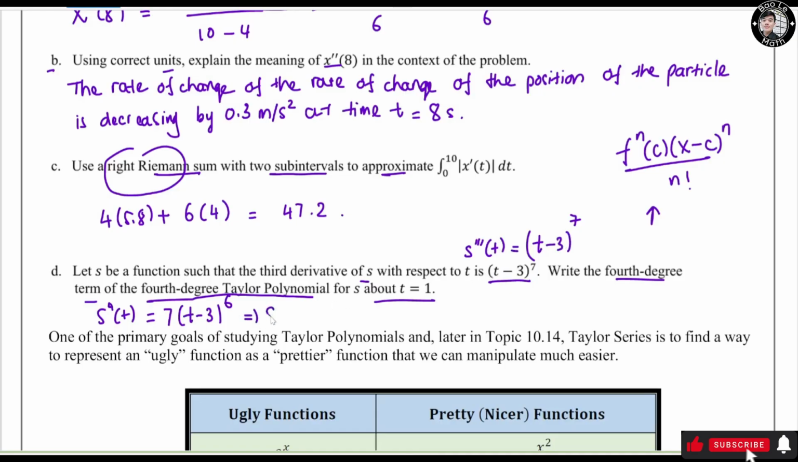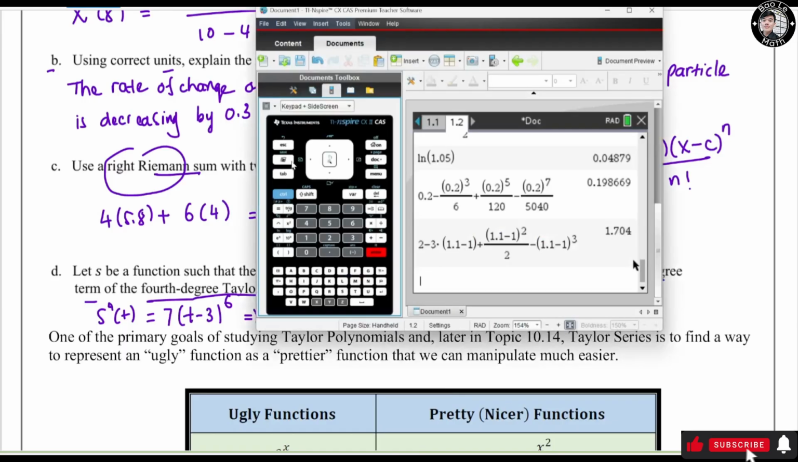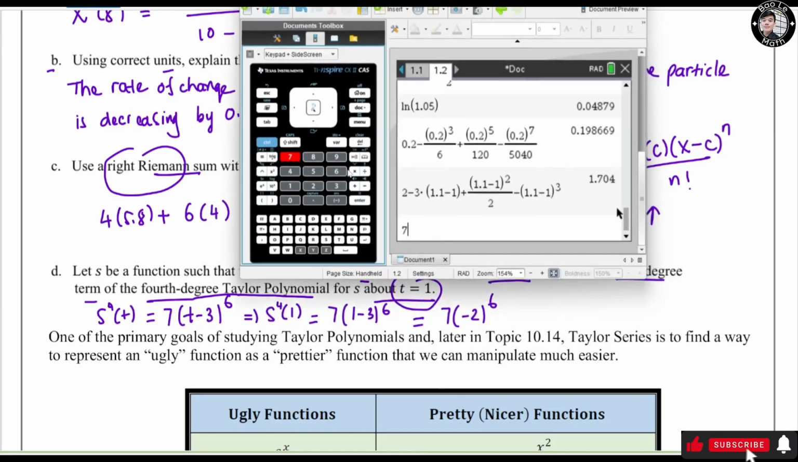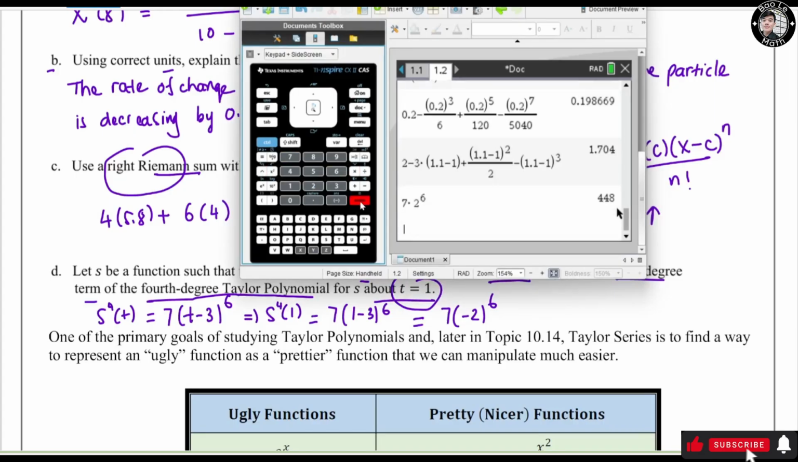So s4 of 1, because t equals 1 right here. It's going to be 7 times (1 minus 3) to the power of 6. So it could be 7 times negative 2 to the power of 6. So we're going to pull up the calculator. 7 times 2 to the power of 6. The answer is 448.